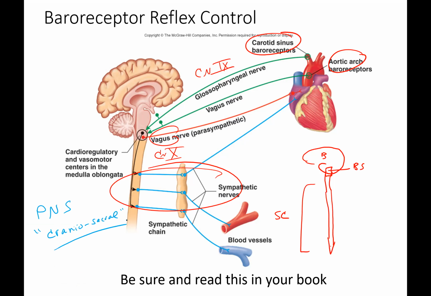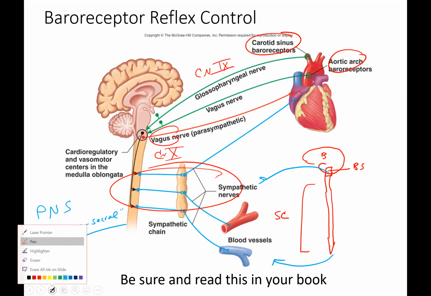Okay, craniosacral. Because the nerves come out of the brain stem, so the cranial area, and the sacrum area. So your parasympathetic nervous system nerves come out of the brainstem and come out of the sacrum.